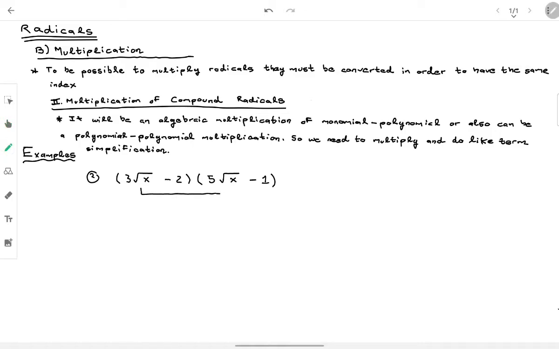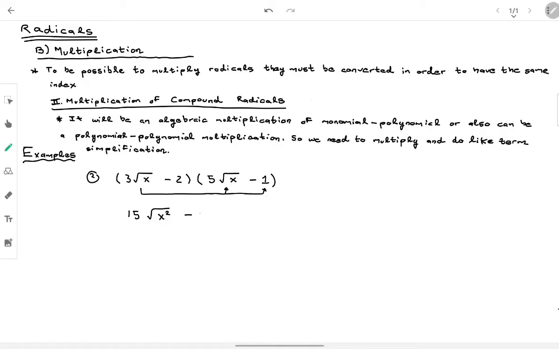If we multiply this one by this one, 3 times 5, it's going to be 15. The square root of x multiplied by the square root of x is going to be the square root of x squared because it's power 1 plus power 1. That's why we have x squared. The next one is going to be the same one multiplied by minus 1.